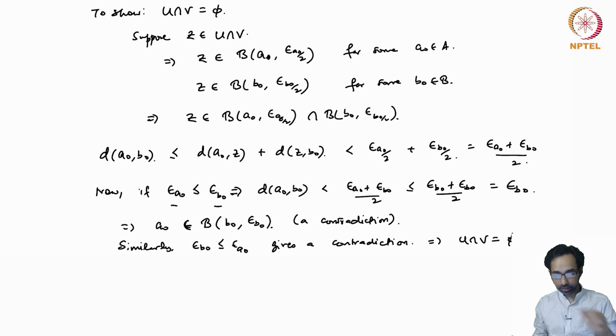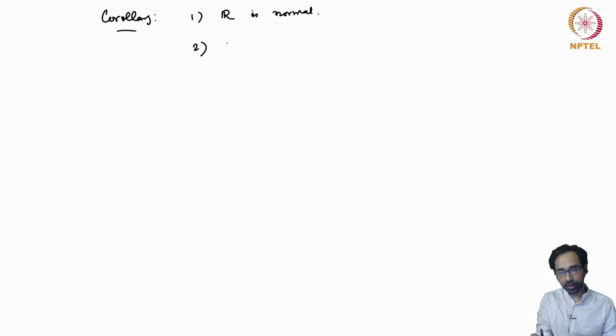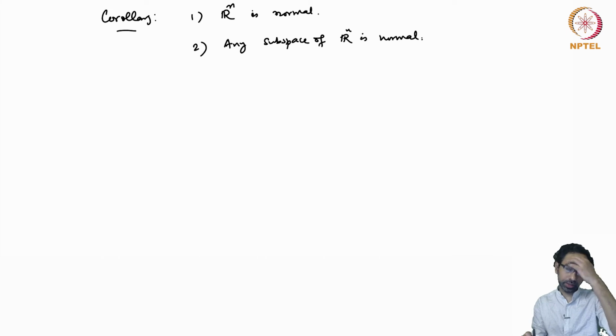So this gives us a large class of examples already. So of course you have that R is regular, is normal. Then any subspace of R or even R^n is normal, because subspaces of metric spaces are also metric spaces. And we can have other examples as well, but in general, so this is another remark.